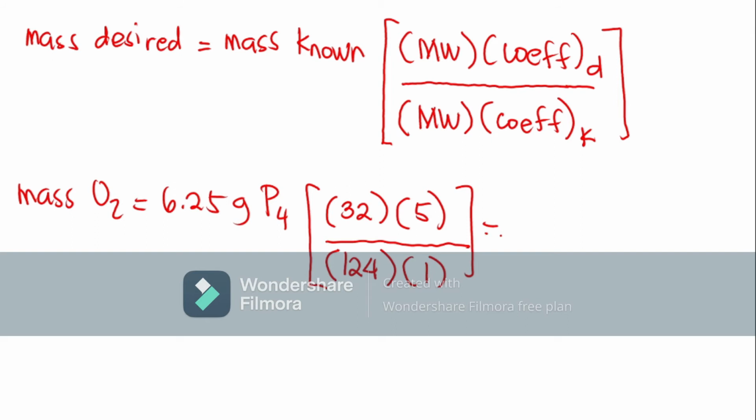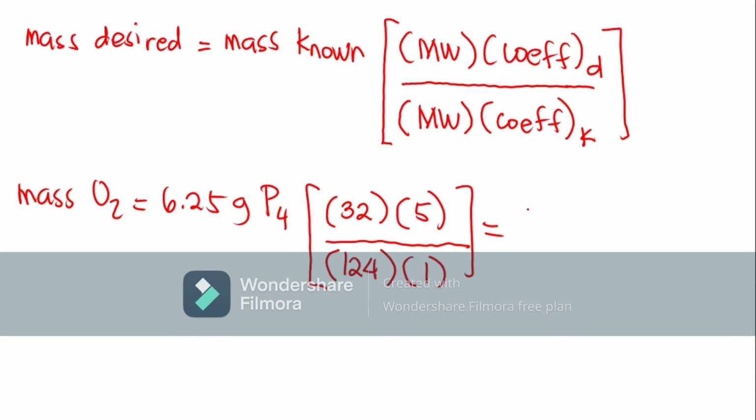So, final answer is, kung anong unit nyo dito, yun din magiging unit natin sa labas. Pero this is not P4 anymore, this is O2. So the answer is 8.065 grams of O2. You can check this using your calculator. Okay? So that's the mass of O2. Now, let's calculate for the mass of P2O5.